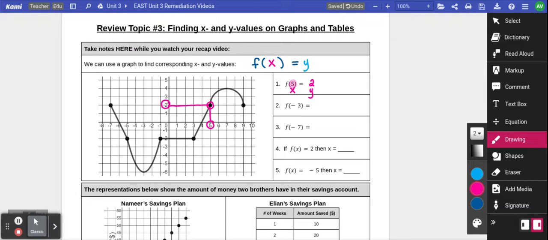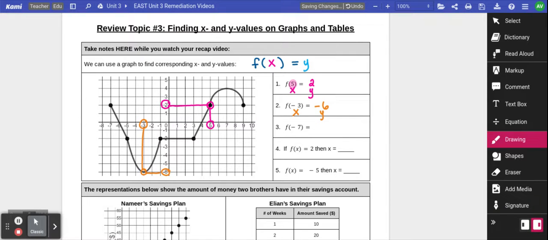which in this case would be the number 2. For problem number 2 here, I can see that inside of the parentheses is a -3, so that's going to be my x value. So on this graph, I'm going to go to where x is -3. I'm going to go either up or down to the corresponding point on the graph, and then I'm going to identify the y value, which in this case would be -6.